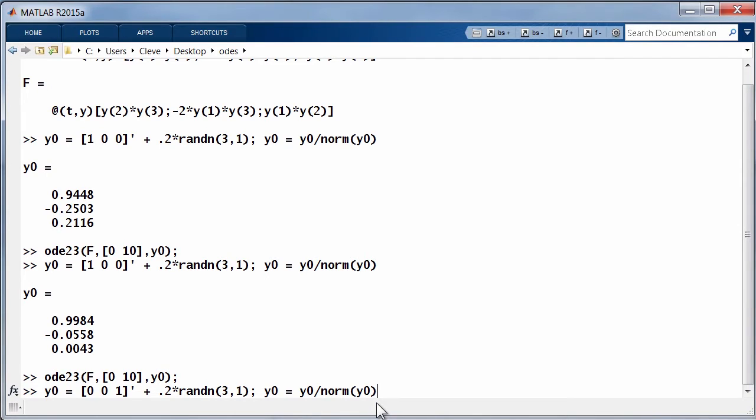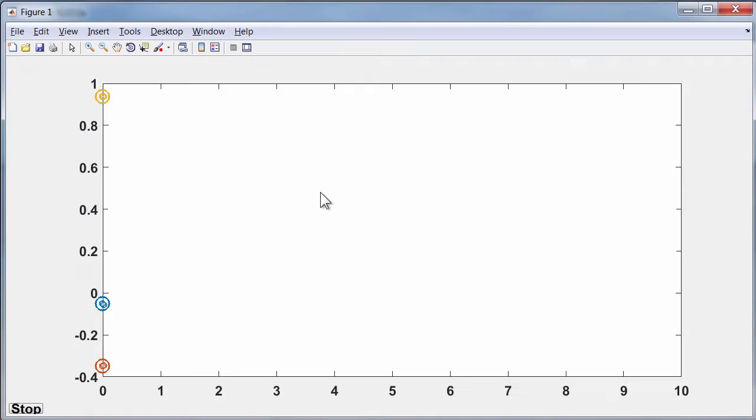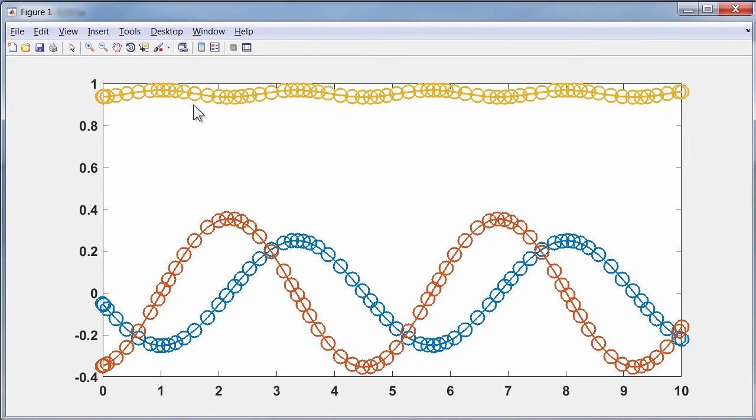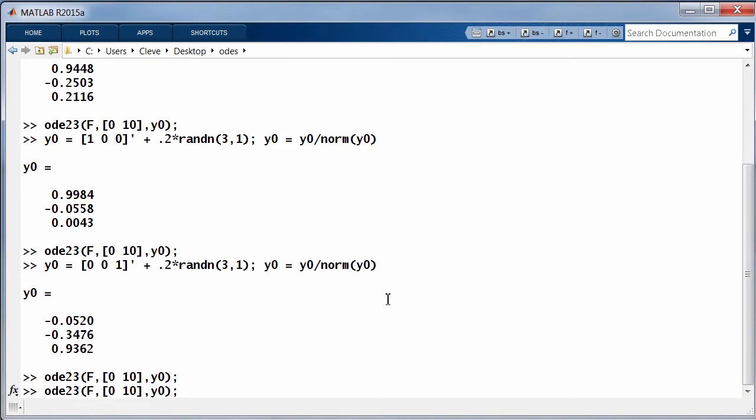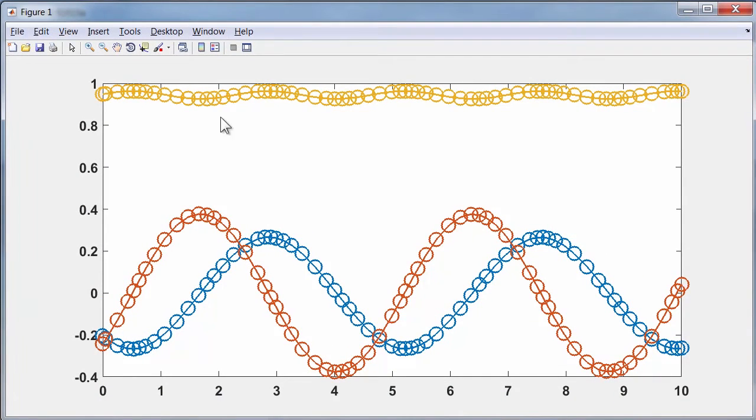Now I'm going to go to the third critical point, 0, 0, 1. Do the same thing. Take a random number near there. Use ODE23. Now the yellow component stays near 1, and the other 2 move periodically around 0. Run that again. Third component is near 1. The other 2 are not too big. And run ODE23. The yellow component stays near 1, and the other 2 rotate periodically around 0.